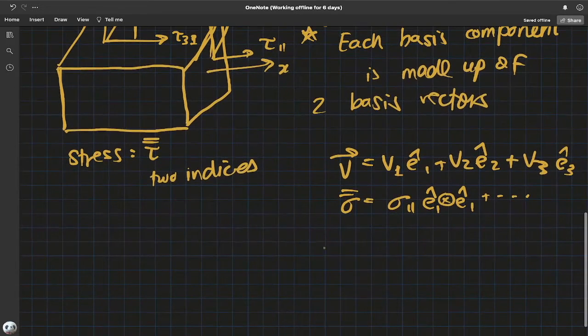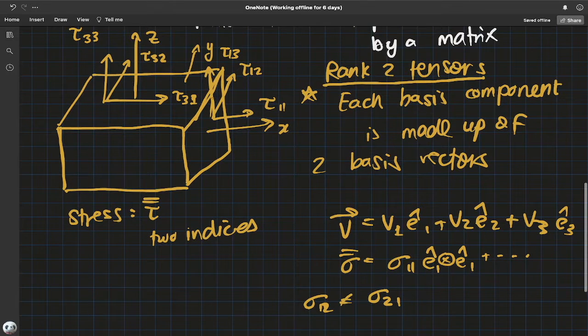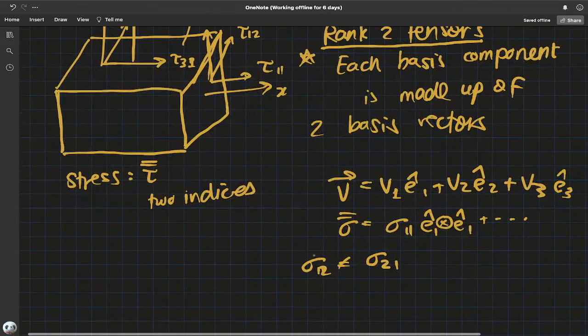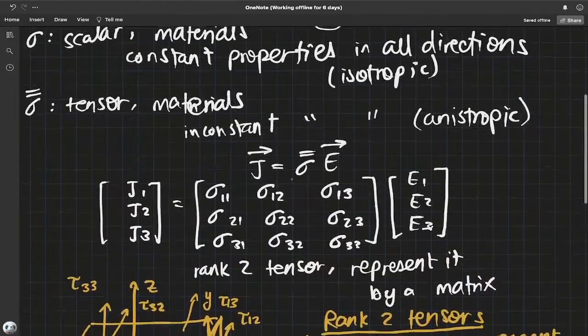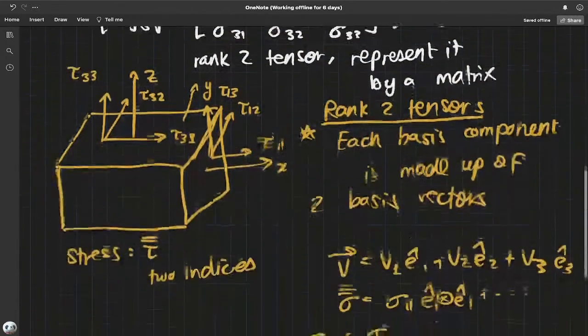But mind you, sigma 1 2 is not equal to sigma 2 1. They're entirely two different things. You can see it on this figure. The y component of stress on face 1 is not equal to the x component of stress on face 2, unless there is some implicit symmetrical relationship, in which case the matrix will be symmetric. So there's no surprise there.